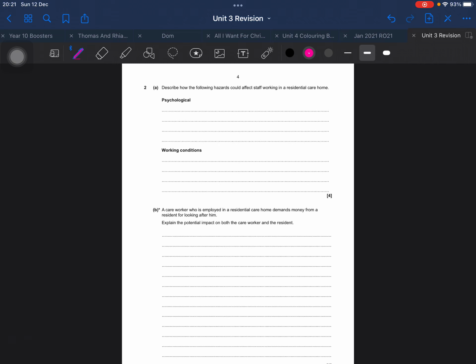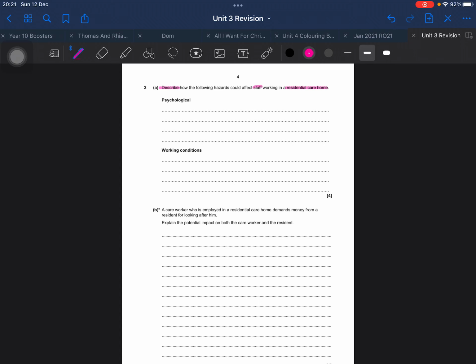Okay, we're on to question 2. So, describe how the following hazards could affect staff working in a residential care home. So the command word here is describe. We're thinking about the staff, that they're at a residential care home. We're looking for psychological hazards and working condition hazards.